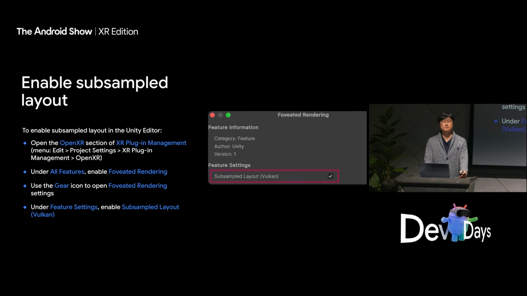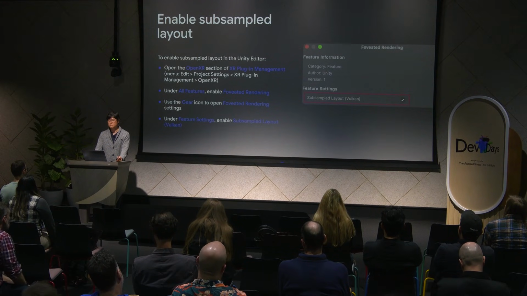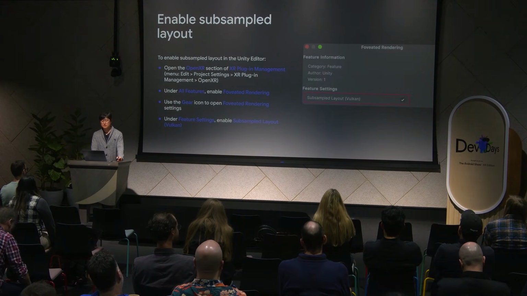To enable subsample layout in the Unity editor, open the OpenXR section of XR Plugin Management, and under all features, enable foveated rendering. Use the gear icon to open foveated rendering settings. Under feature settings, enable subsampled layout.